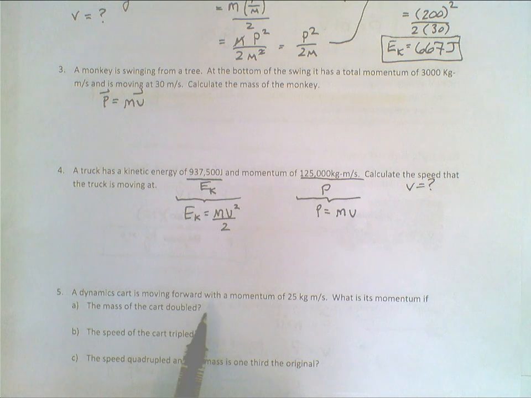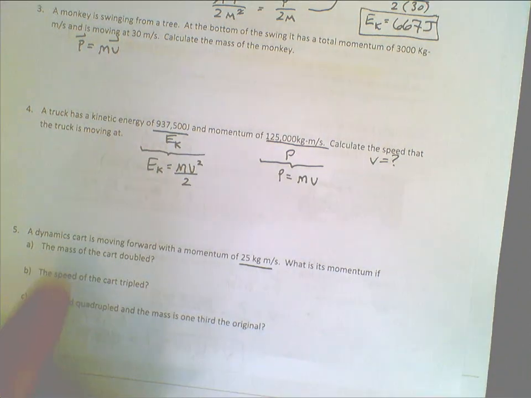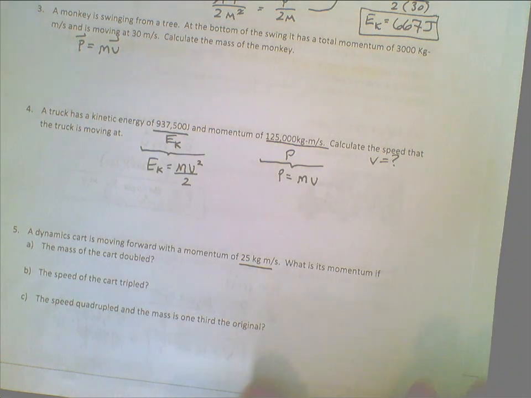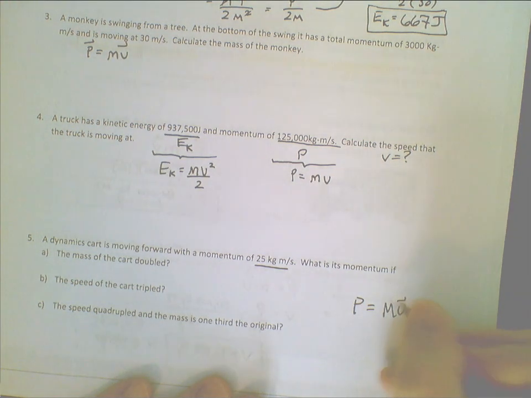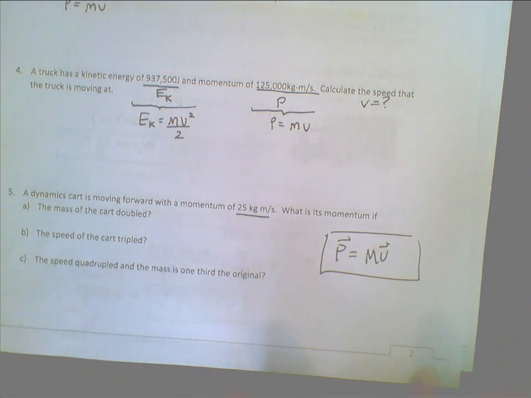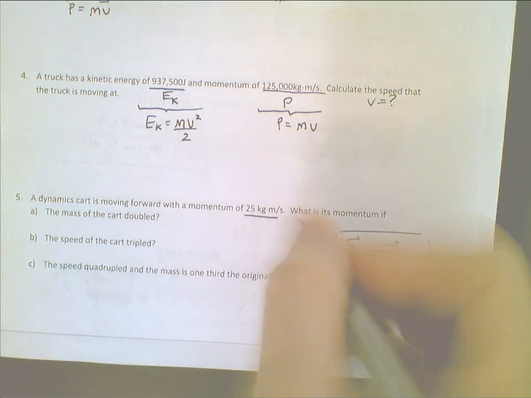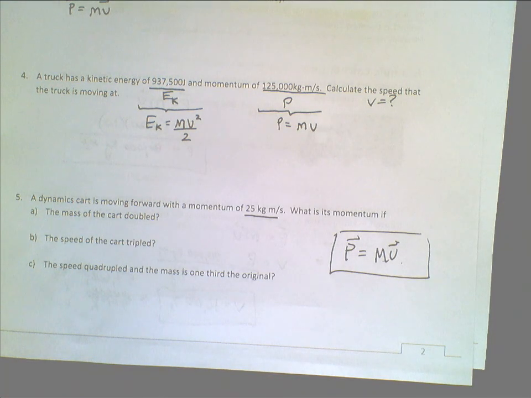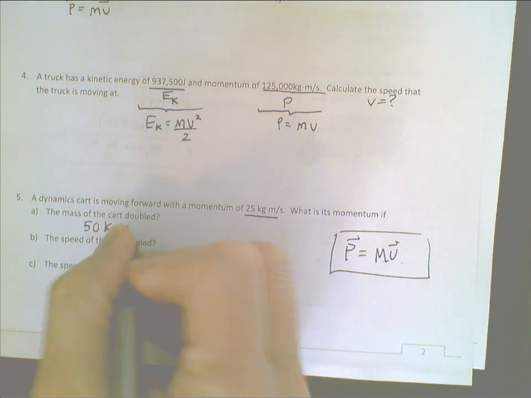This is just to get you the idea of what happens to the dynamics cart as it's moving forward, it has a certain amount of momentum. What is the momentum if the mass of the cart is doubled? So we know that the governing equation is P equals M times V. Okay? It's linear in both terms. And since it's linear in both terms, we know that if you double the mass, you will double the momentum if the speed stays the same. So this is simply 50 kilogram meters per second.